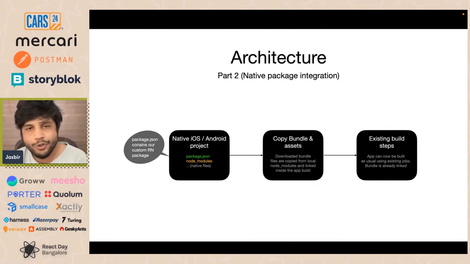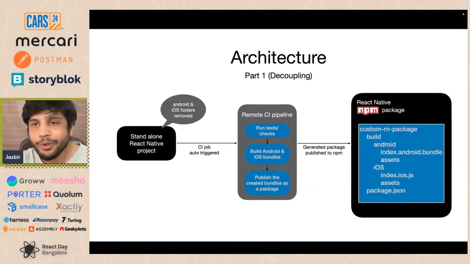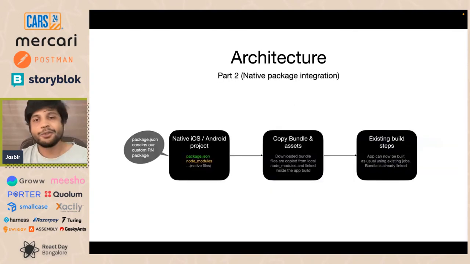What the node modules will contain is essentially what I was talking about in this slide. It will have the bundles already present. And from the package JSON, all the React Native library dependencies are already downloaded. So there's just one extra step that we needed to do, which was copying this bundle and linking it to the current app. And after that, everything is done. The existing app can go through the existing build pipelines, and whatever steps were there, it can continue. The bundle is already linked, so you don't need to care about anything.